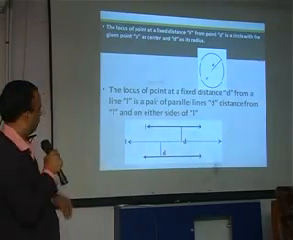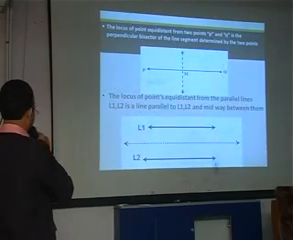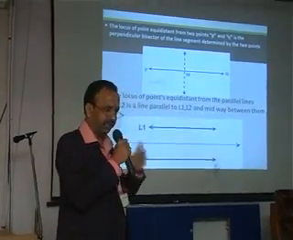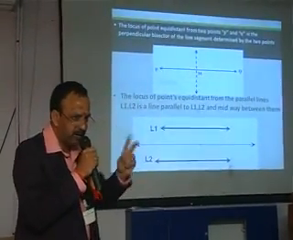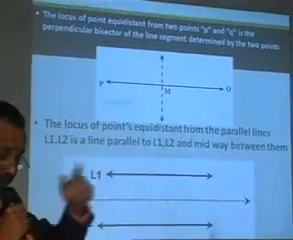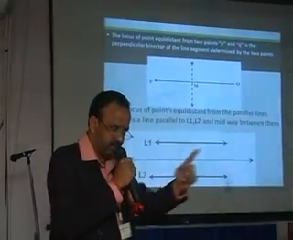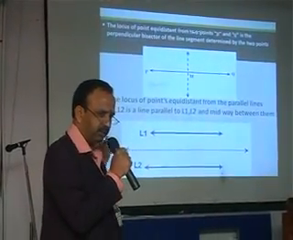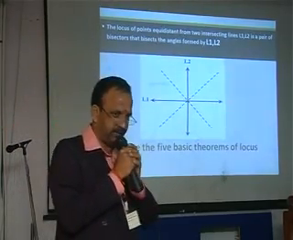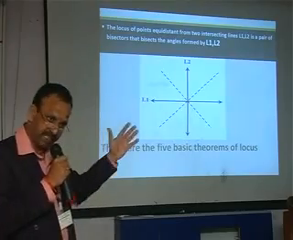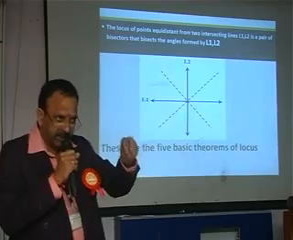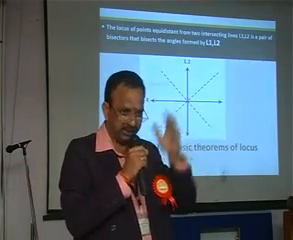Suppose a line segment is given. The set of points equidistant from the end points is the perpendicular bisector. If a pair of parallel lines is taken, the set of points equidistant is the line parallel to both the lines, going midway. If you take two intersecting lines, the set of points equidistant is a pair of bisectors bisecting the lines. These are the 5 basic theorems we deal with in locus.